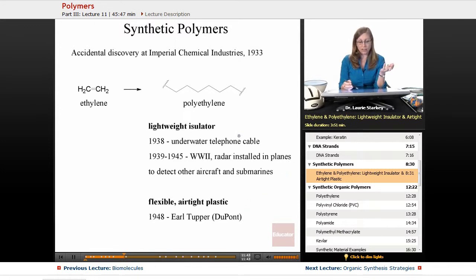It turns out that it's a great insulator. It also can be made to be flexible and airtight. So in 1948, Earl Tupper from DuPont found some good uses for it, and you might recognize something like this. This is Tupperware. So we could have flexible things that can keep out air and keep it airtight. So when it came to food storage, this really was a huge turning point and really revolutionized the way we were able to keep our food safe and keep it lasting longer thanks to plastic food storage.